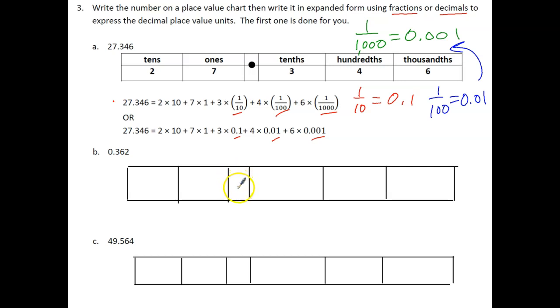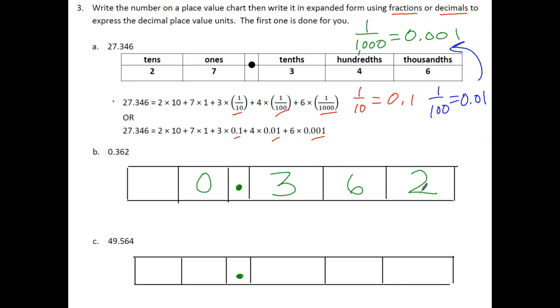We know that if our decimal's here, then this is my ones place, this is my tenths place, and so forth, just like it is up top. So looking at B, I have 0 ones, 3 tenths, 6 hundredths, and 2 thousandths. My decimal's here, so I know that this is my ones place, this is going to be my tenths place, my hundredths place, and my thousandths place.